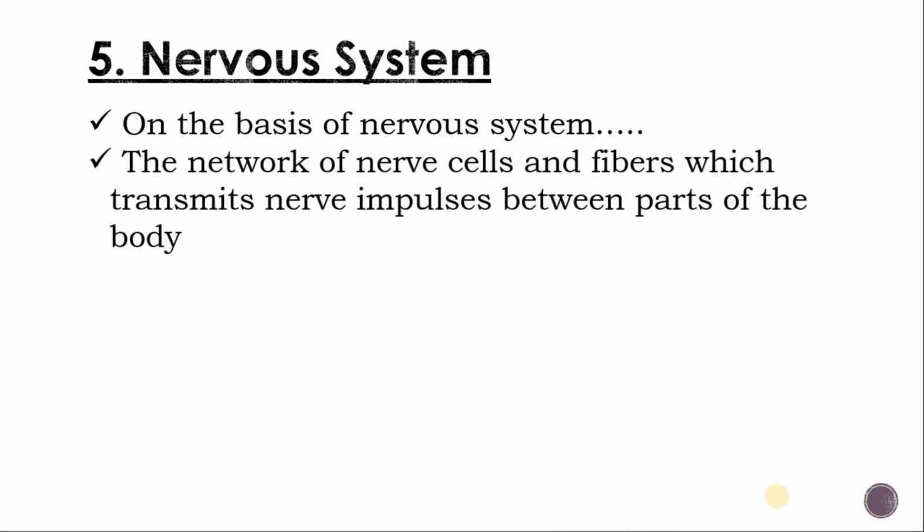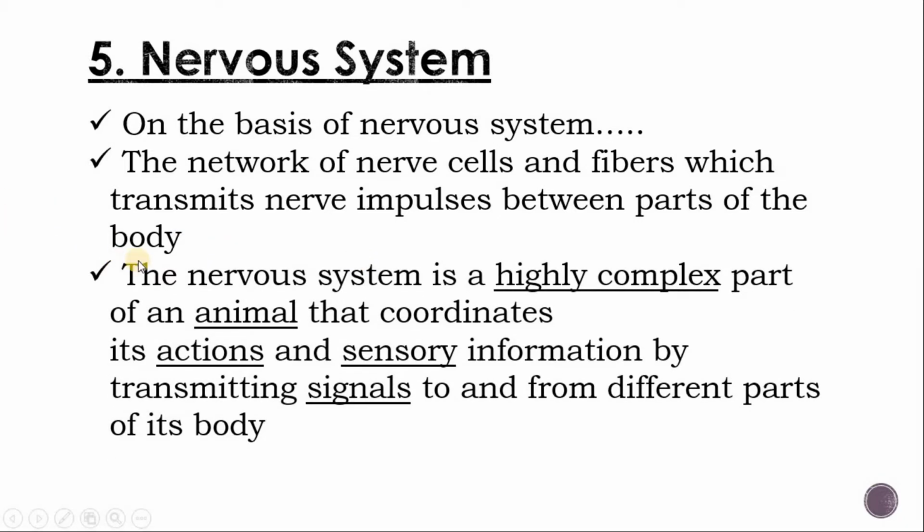First of all, the question that arises in our mind is, what is a nervous system? The network of nerve cells and fibers which transmits nerve impulses between parts of the body, from the brain towards the body parts, is called a nervous system. It is a complex structure in our body. The nervous system is a highly complex part of an animal that coordinates its actions and sensory information by transmitting signals to and from different parts of its body.